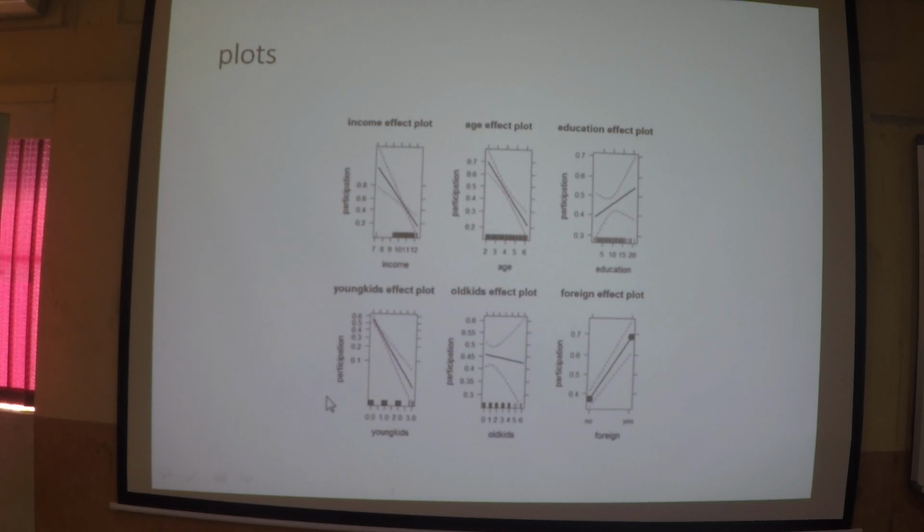Now see what this says. It tells you how the probability of participation decreases with income. As income increases, the probability of participation declines. How do you arrive at that? E raised to alpha plus beta xi upon 1 plus e raised to alpha plus beta xi, you keep on plugging in the values of xi and you get the probabilities of yi. Because the coefficient of income is negative, as income increases, the probability of participation keeps on falling. As age increases, the probability of participation goes on declining.